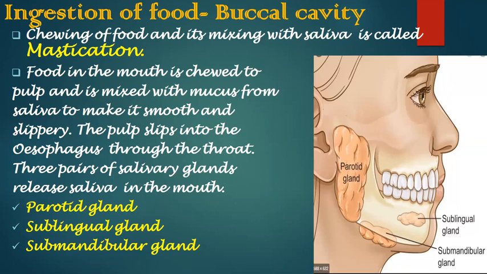Three pairs of salivary glands are present in the buccal cavity, which releases saliva in the mouth. These glands are parotid gland, sublingual gland, and submandibular gland.